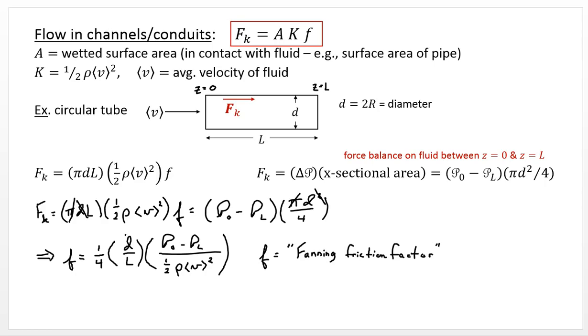And as we see, it can be calculated directly from experimental data. So we can measure the diameter and length of the tube. We know the density of the fluid. We can measure the average velocity, and we can either measure or control the pressure difference applied across the tube. Hence, we can find this very easily from a series of experiments.